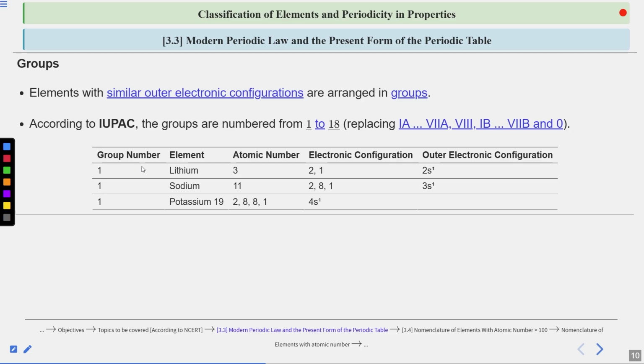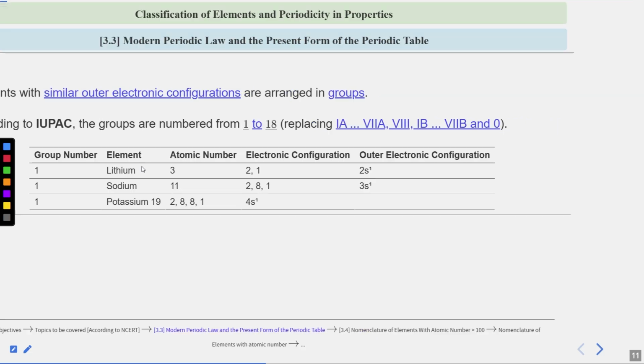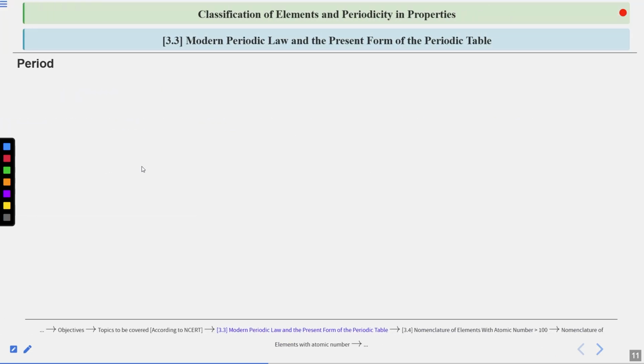Now they are placed in the same group. What is the reason behind it? Because they have the same outer electronic configuration. You can see it very clearly. They all have s1 in their outermost shell. So this clearly indicates that lithium, sodium, and potassium fall in the same group. Remember this point, this is very important. If the outer electronic configuration is the same, they will always fall in the same group. And we name it from 1 to 18.